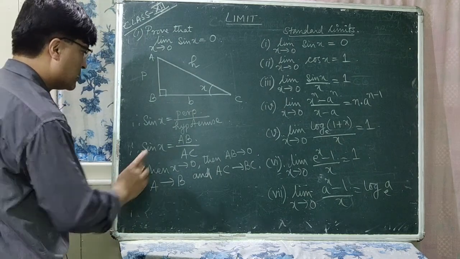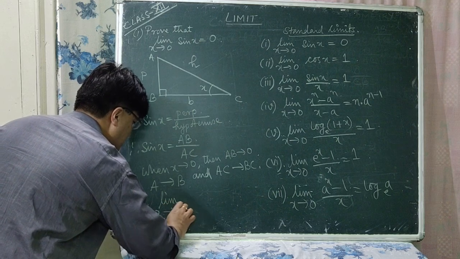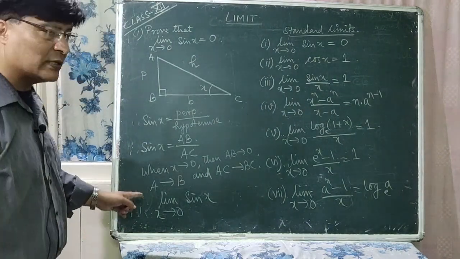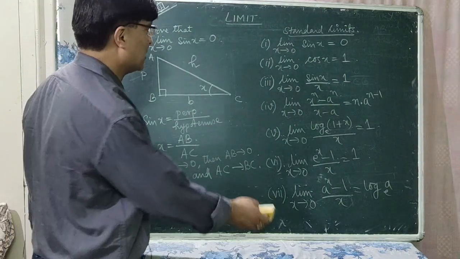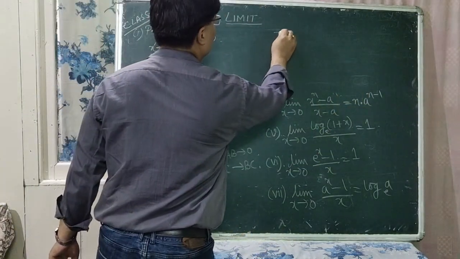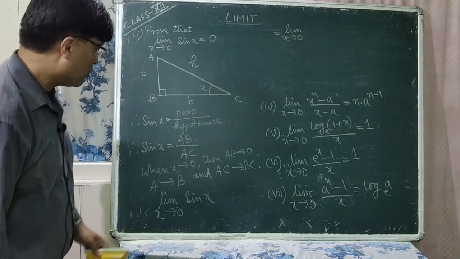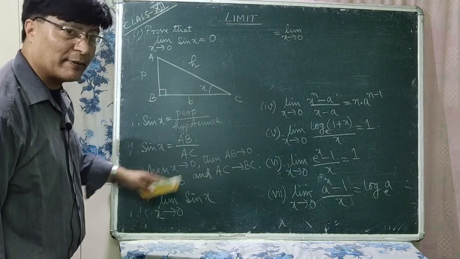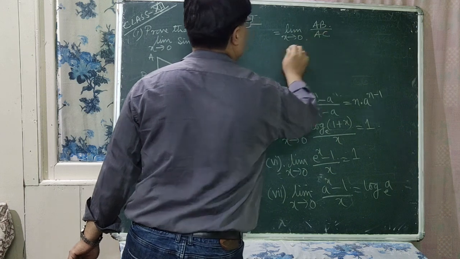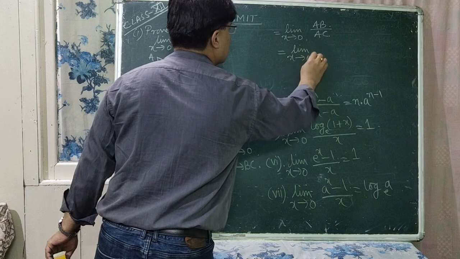So I think you have understood it. So let us take the limit now. So limit x tends to 0 sine x. Now let us find out the value of this limit. Limit x tends to 0 sine x. Okay. So which is equal to limit x tends to 0. But what is the formula of sine x? It was AB by AC. That is perpendicular by hypotenuse. AB by AC. So which is equal to limit now x tends to 0.